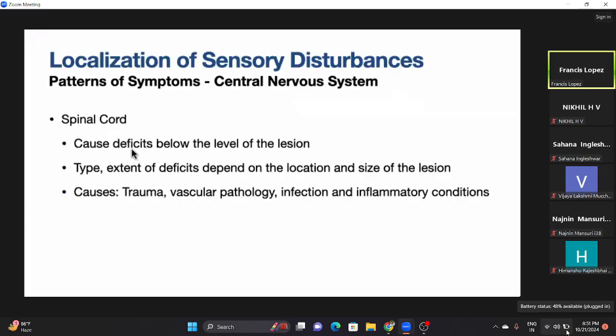Next is spinal cord. This is one of the most important sensory patterns of symptoms in sensory disturbances. A spinal cord lesion can cause deficits below the level of the lesion, and the type and extent of deficits depend on the location and size of the lesion. This can be due to trauma, vascular, infection, or inflammatory conditions.